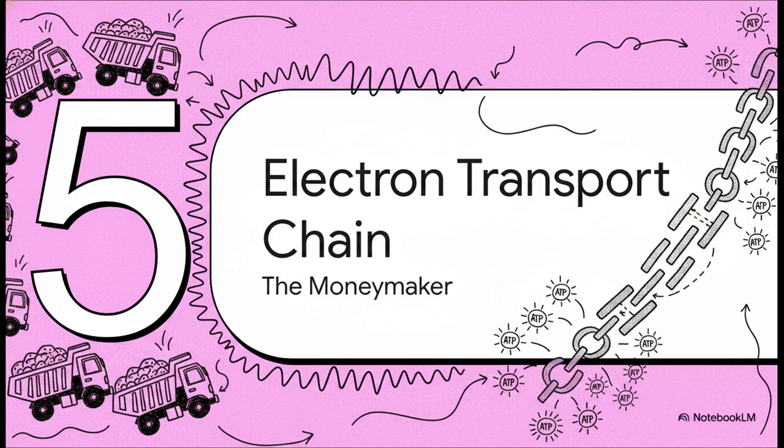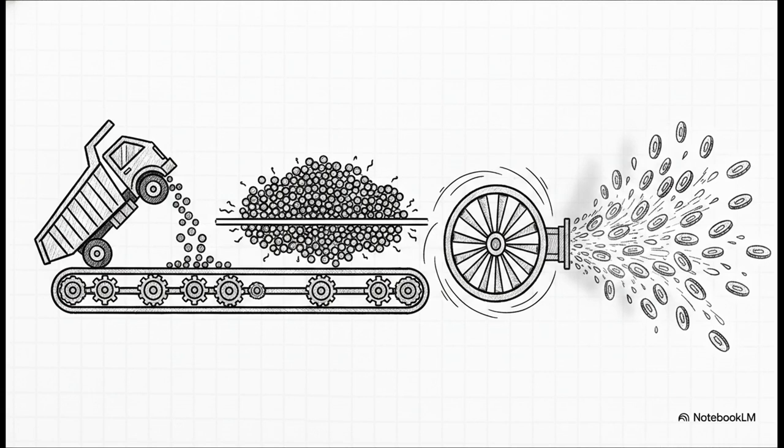Moving right along to Section 5, the electron transport chain, the moneymaker. Here is where the magic really happens, guys. The electron transport chain is the ultimate factory generator. All those NADH and FADH2 dump trucks roll up and drop off their high-energy electrons. These electrons then travel down a chain of proteins, kind of like a conveyor belt.